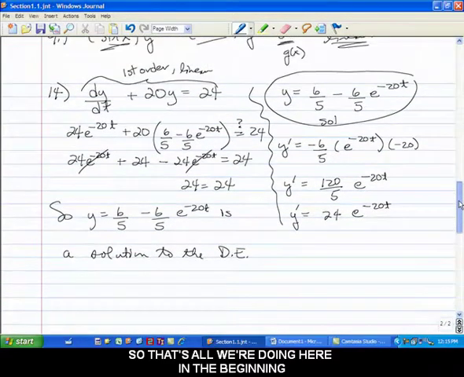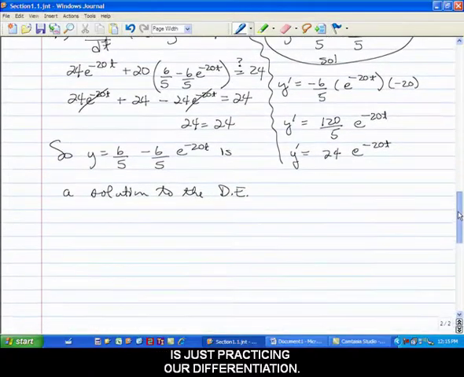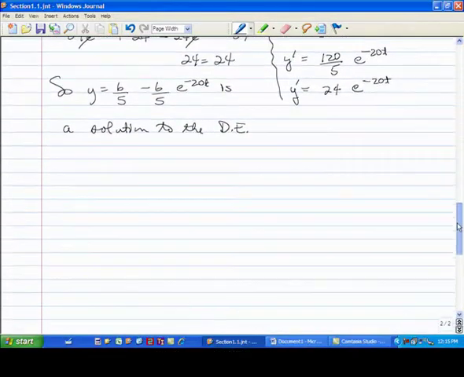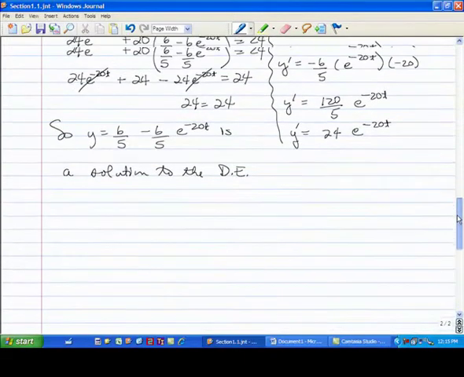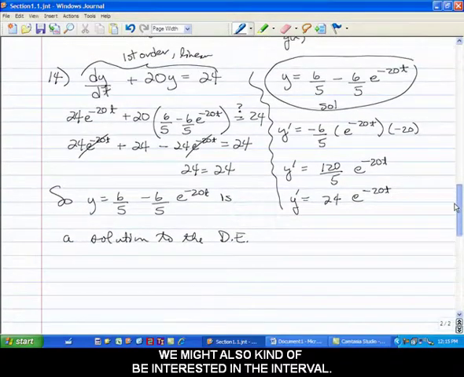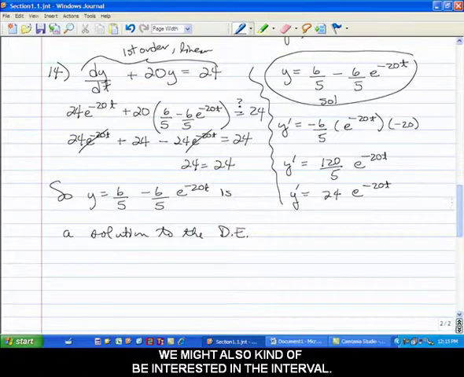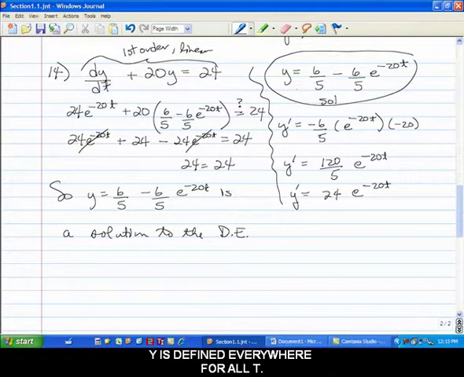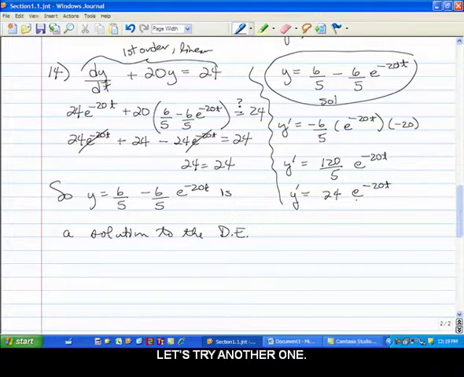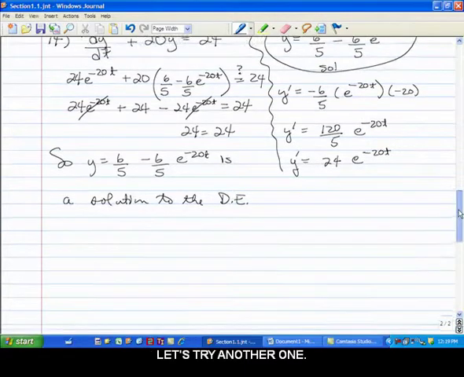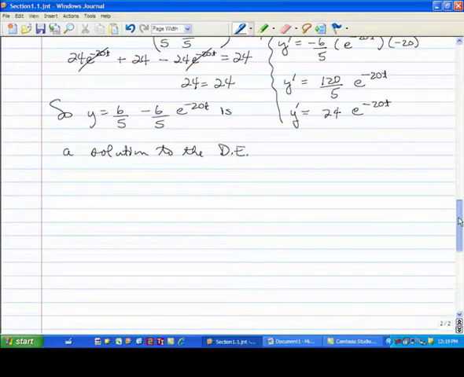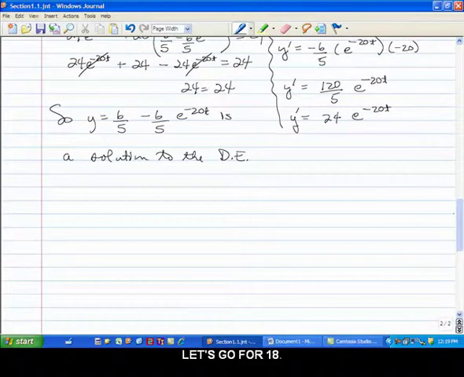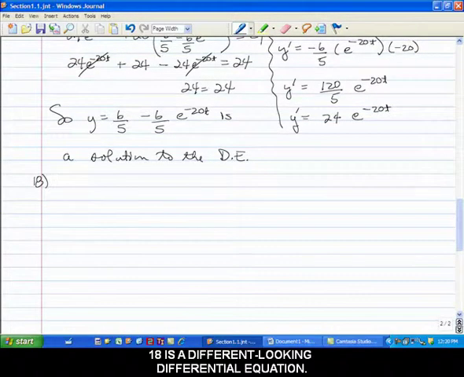So that's all we're doing here in the beginning, is just practicing our differentiation. We might also kind of be interested in the interval. You can see that this interval y is defined everywhere for all t. Let's try another one. Let's go for 18. 18 is a different looking differential equation.